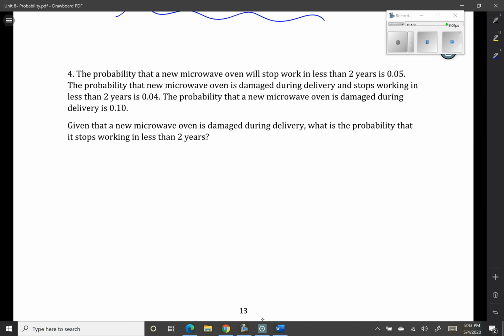Number 4 says the probability that a new microwave oven will stop working in less than 2 years is 0.05. The probability that a new microwave oven is damaged during delivery and stops working in less than 2 years is 0.04. And the probability that the new microwave is damaged is 0.10. So let's say stop working, we'll use the variable S. And damage during delivery, we'll use the variable D. We want to state those variables somewhere. You don't have to make let statements like you're back in algebra, but you want to state something somewhere or use ones that are realistic.